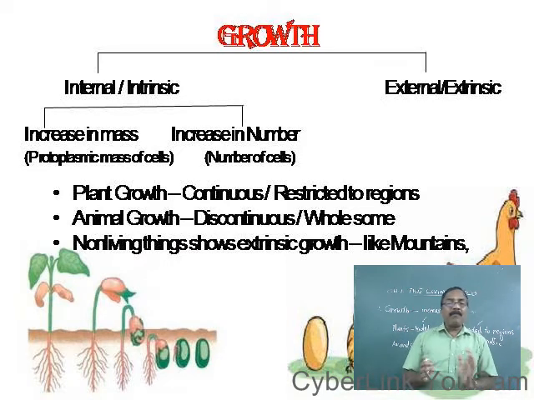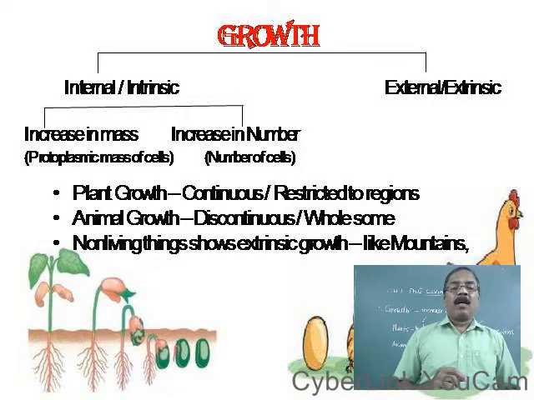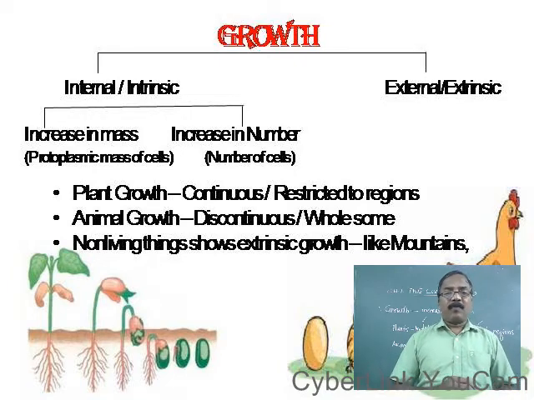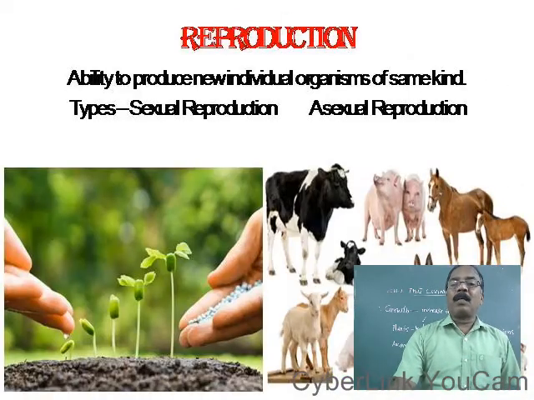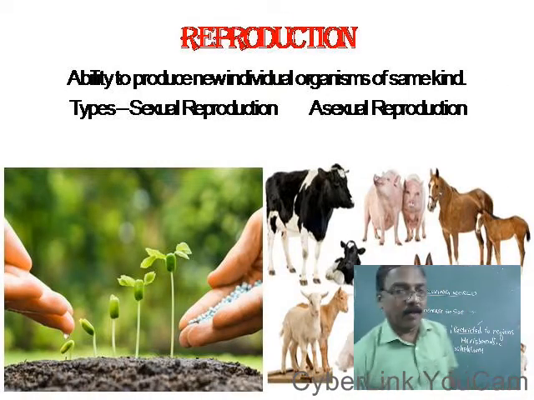So that is different from the growth shown by plants. So we call it wholesome growth. This is a peculiar feature of animal growth. So growth may be of two types, intrinsic or extrinsic, and plant growth is different from animal growth.